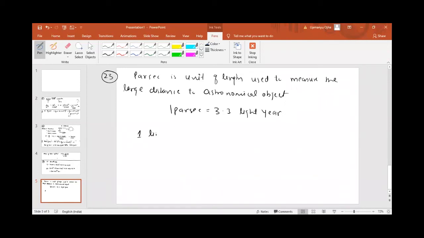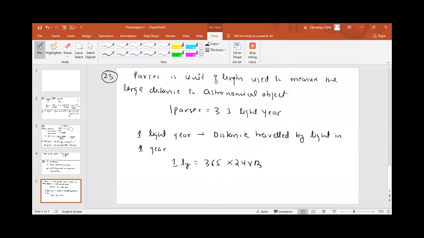One light year is the time taken by the light, or rather the distance traveled by the light. One light year is the distance traveled by light in 1 year. So can we find the distance traveled by the light in 1 year? One light year will be equal to how much? In 1 year, how many days are there? 365. Then 24 hours, then 3600 into speed of the light.